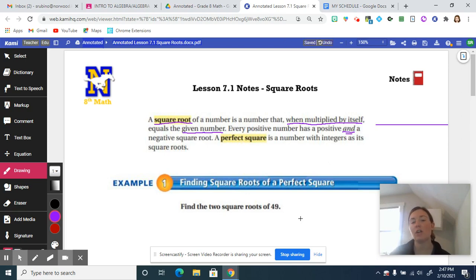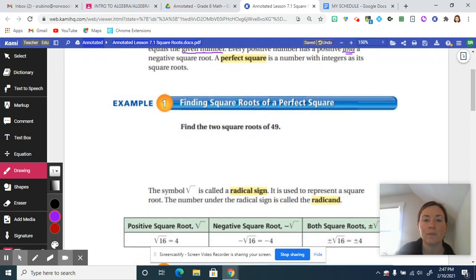And then we have the definition of a perfect square. A perfect square is a number with integers as its square roots. Okay, so let's look at example 1 together to help us better understand this definition.